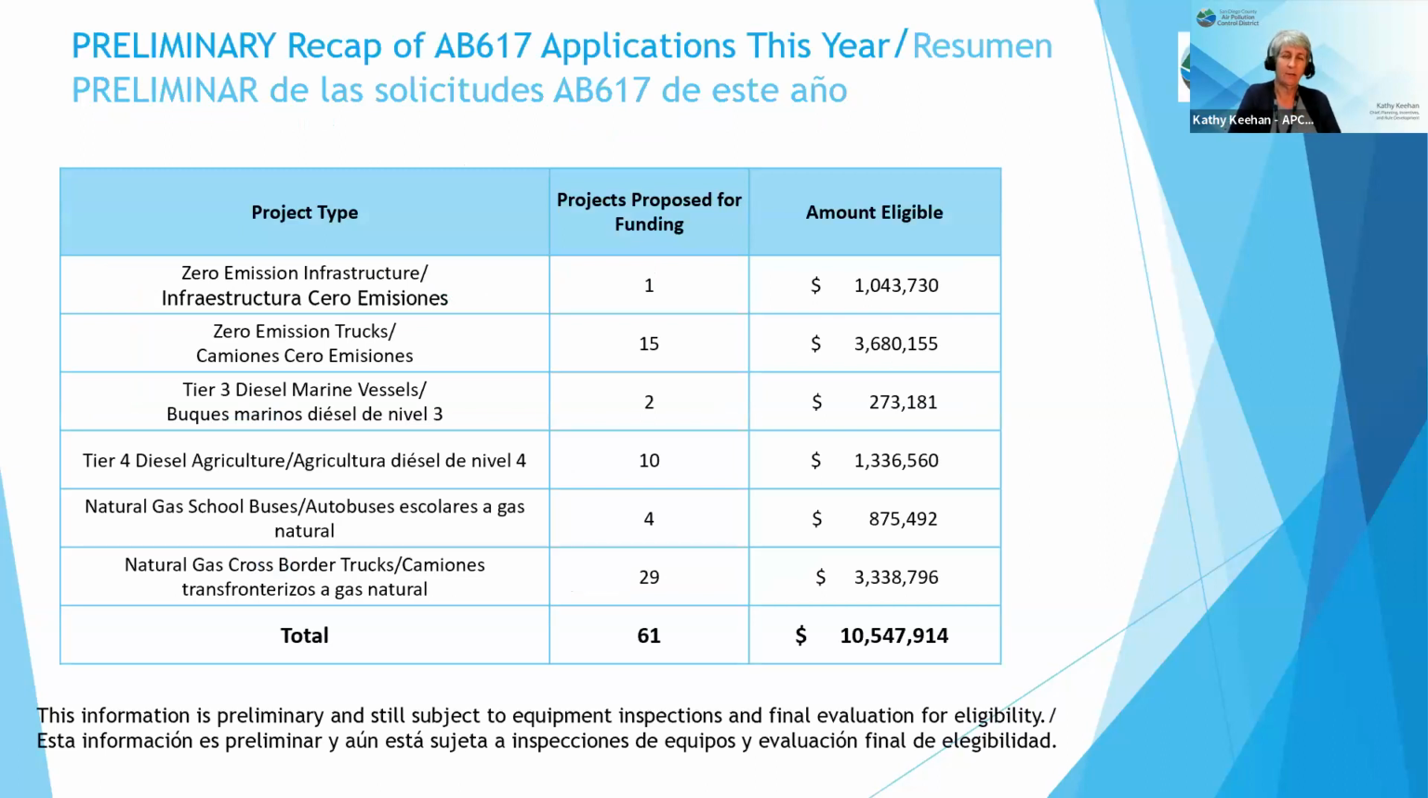So here's a breakdown of the projects that we received that met the requirements of the AB 617 incentive program. All of these 61 projects benefit people in the disadvantaged communities and are eligible for approximately $10.5 million in funding. Included on this list are zero emission trucks, diesel marine vessel repower projects, and agricultural equipment replacement projects. Natural gas buses and cross-border natural gas trucks are included in this group of projects. I'll leave that slide up for a minute so people can take a look at what those look like.